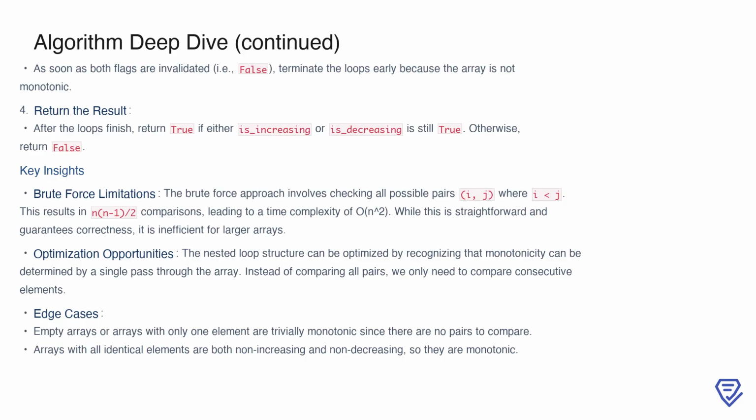While this approach guarantees correctness, it is computationally expensive as it requires checking all pairs of elements, leading to a time complexity of O(n²). This inefficiency becomes significant as the array size increases, making it necessary to explore optimization opportunities. For example, we can recognize that instead of comparing all pairs, checking consecutive elements in a single pass is sufficient to determine monotonicity. Additionally, edge cases such as empty arrays or arrays with a single element are trivially monotonic, and arrays with identical elements are both non-increasing and non-decreasing.